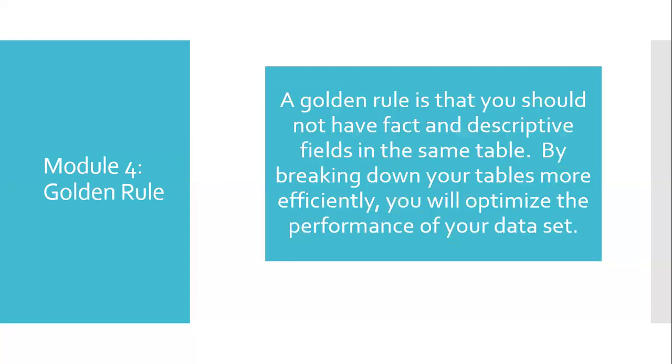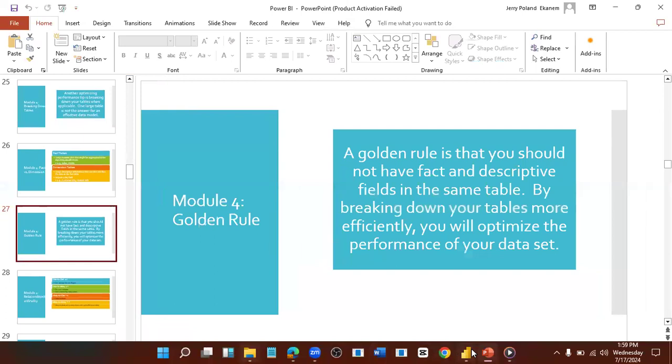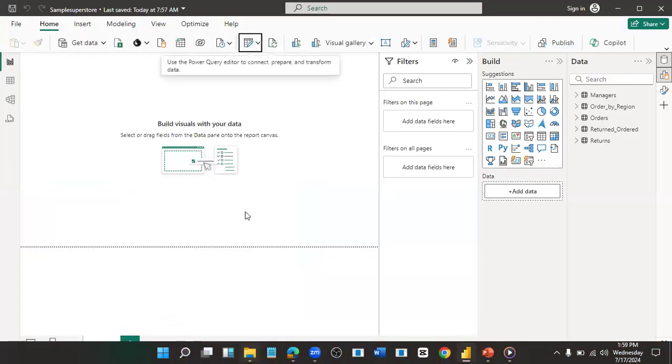Now, as a golden rule, you should not have the fact and the descriptive fields in the same table. All the fields that are factual should be in one table, and all the fields that are descriptive should be in another table. So by breaking down your tables more efficiently, you'll be able to optimize the performance of your data set. All right, so let's get straight to business and see how to do that in our Power Query. We're going to start by breaking down the orders table.